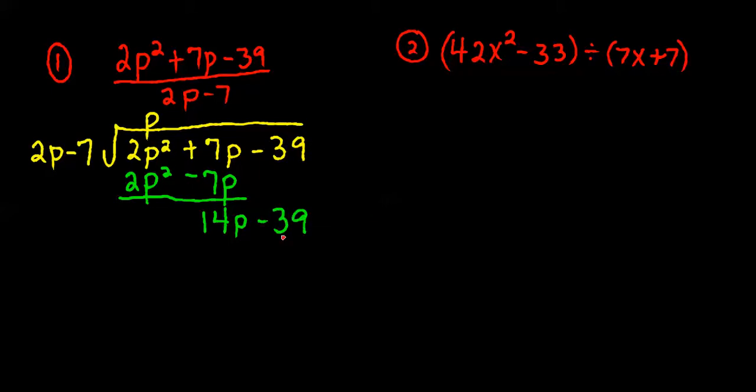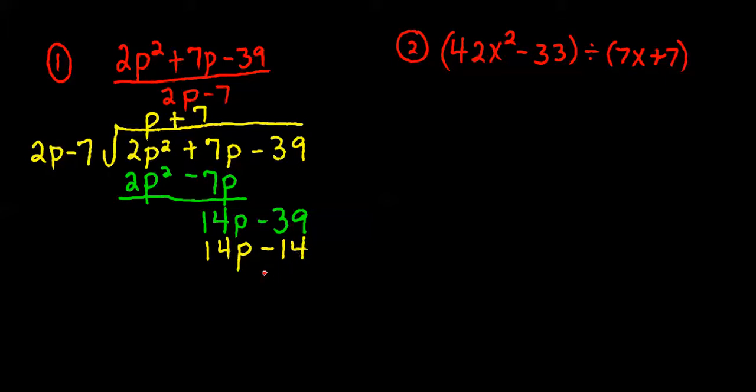Again, all I'm really worried about here is this 14p and the 2p, and how many of this goes into that. And I know that it's 7. So I'm going to write my next term, which is plus 7. Then I turn around and multiply the 7 by both of these terms. 7 times 2p is 14p. And 7 times negative 7 is negative 14.